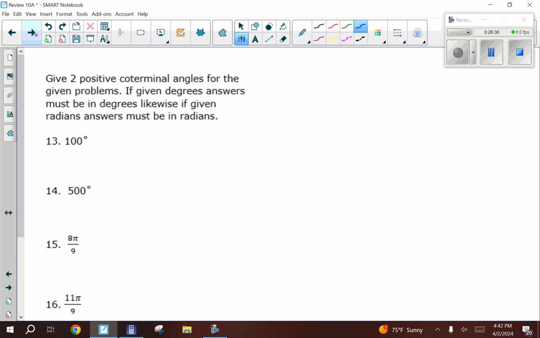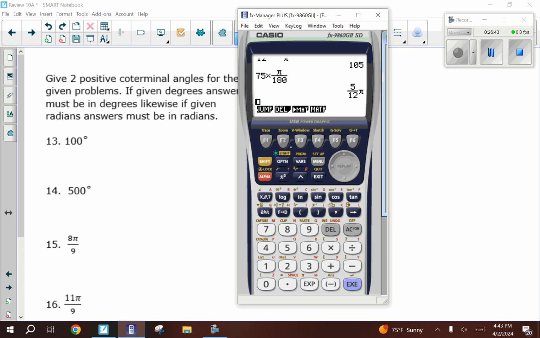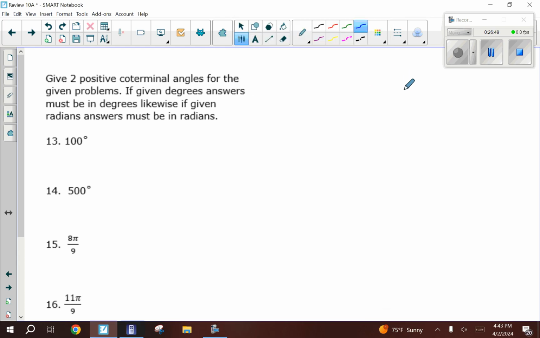Okay, it says give two positive coterminal angles for the given problems. If the problem's in degrees, do it in degrees. If the problem's in radians, do it in radians. So these ones should be pretty easy. It's all calculator work. A coterminal angle means that it ends up at the same spot. The way you get it to end up at the same spot is you get it to go all the way around. So basically, you're either going to add 360 or subtract 360. It just depends on how you want to do it.